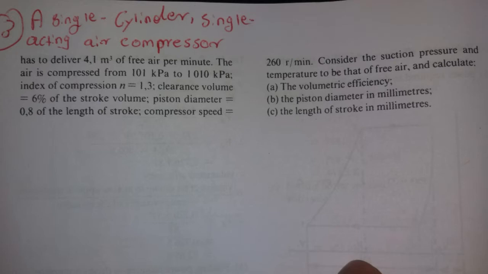The air is compressed from 101 kilopascal to 1010 kilopascal. Index of compression n is equal to 1.3. Clearance volume is equal to 6% of the stroke volume. Piston diameter is equal to 0.8 of the length of stroke. Compressor speed is 260 rev per minute. Consider the suction pressure and temperature to be that of free air and calculate.